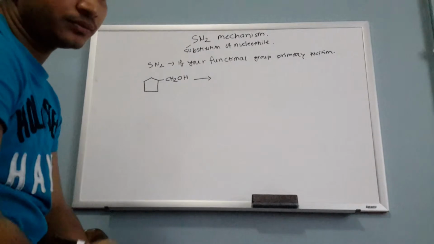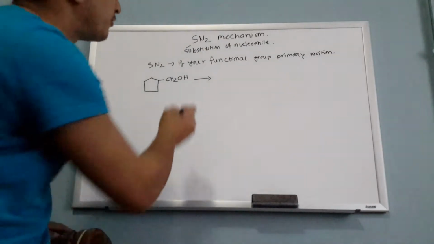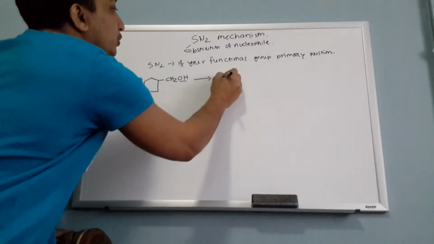This one is SN2 mechanism. Why? Because the functional group OH is in the primary position.